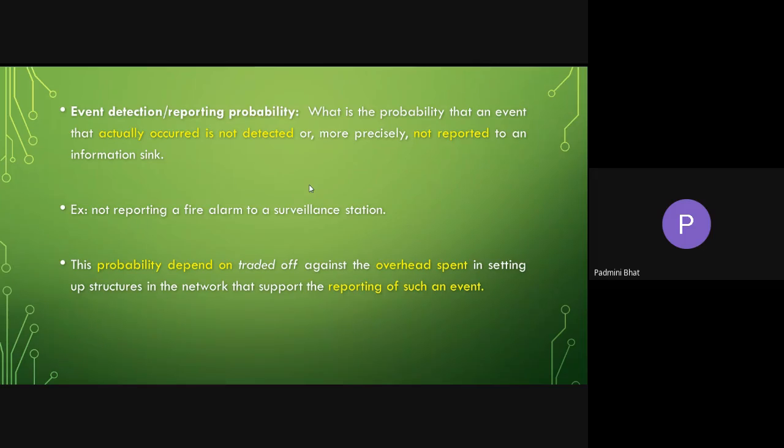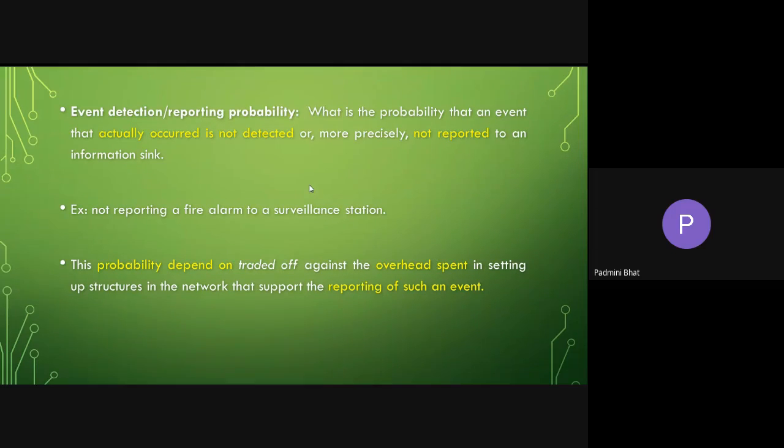Next is event detection, then reporting probability. What is the probability that an event that actually occurred is not detected, or more precisely not reported to an information sink? See, actually this is interesting. Event detection and reporting probability, that means I have put the node to capture one event.